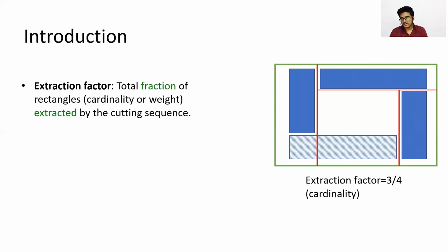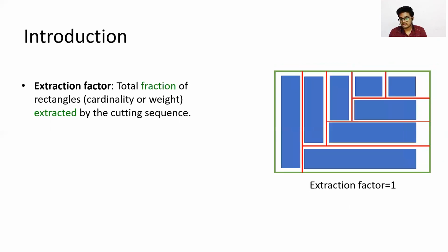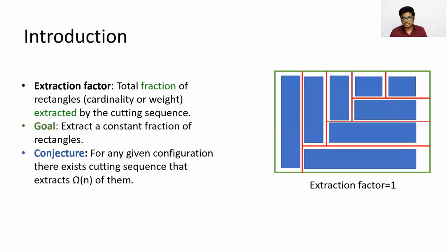Right. So naturally we have to define something called the extraction factor. In the cardinality case, it's the total number of rectangles extracted out of the initial number of rectangles. And in the weighted variant, it is the fraction of weight, where each rectangle is initially given some weight. Right, so here the extraction factor is 3/4. Here it is half. Here it's 1 because we are extracting all of them.